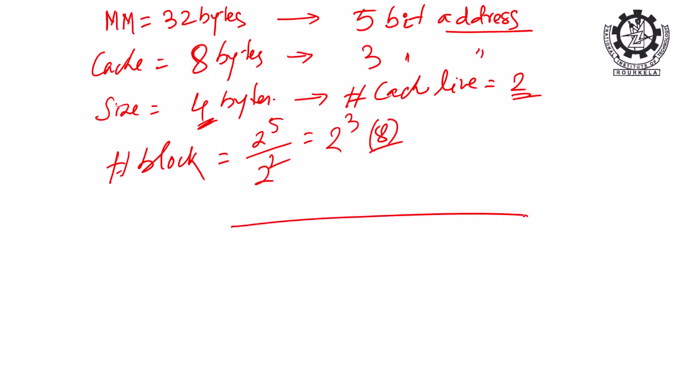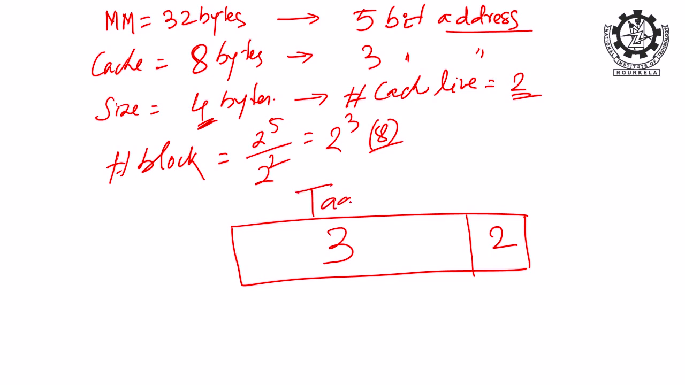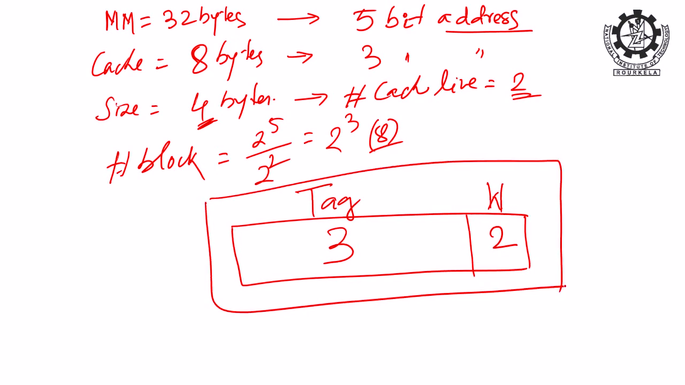So, you divide this by the block size, which is 4 bytes. Therefore, 2 bits for the word, and then 3 bits you have to use to identify the block number in the main memory. So, this 3 will work as the tag and this 2 will work as the word in this example.